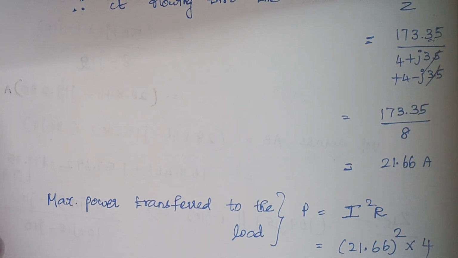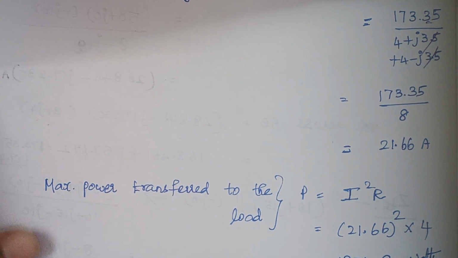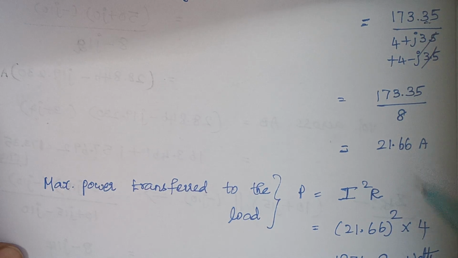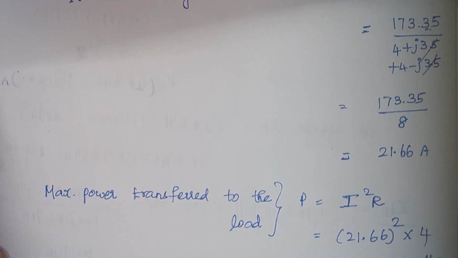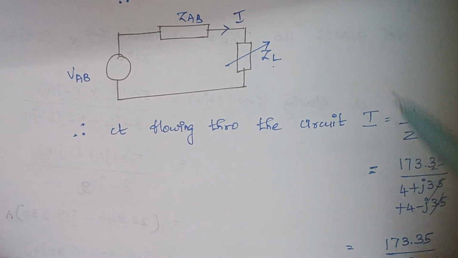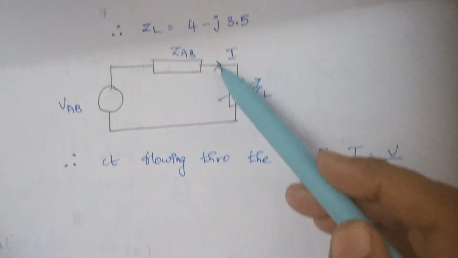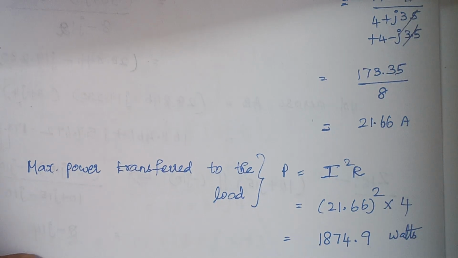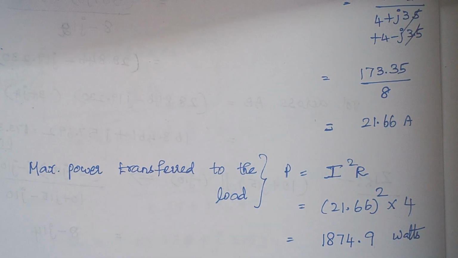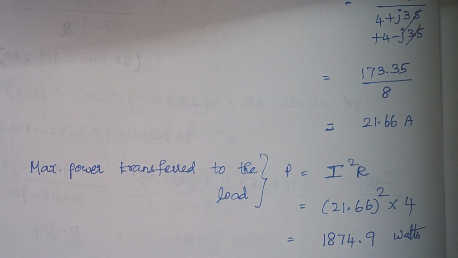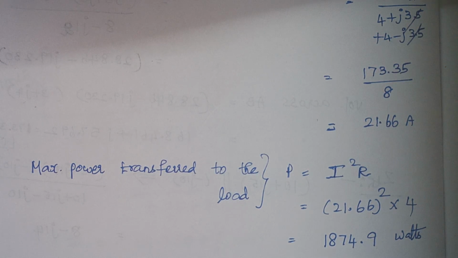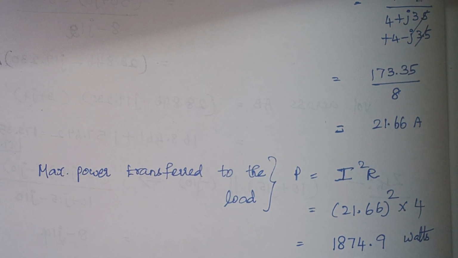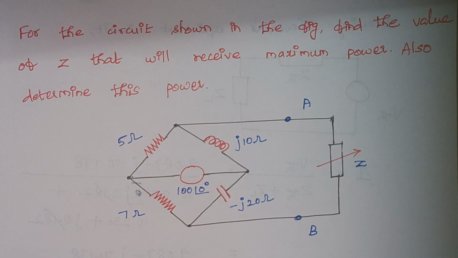So maximum power is given by the formula I square R. Here we are having the value of I. Right. And what is the value of R in ZL? The value of R is the real term, that is 4. So just substitute it here, and the final answer is 1874.9 watts. Right. So this problem gets over here. We will proceed with the next one.